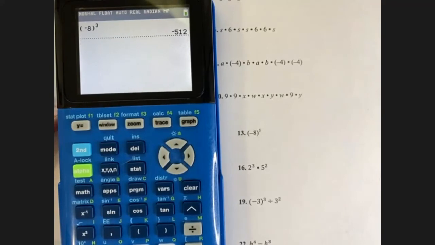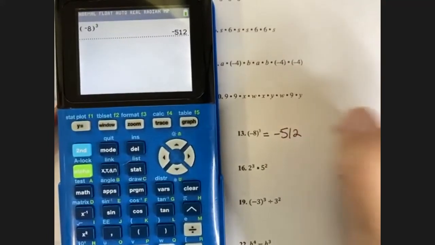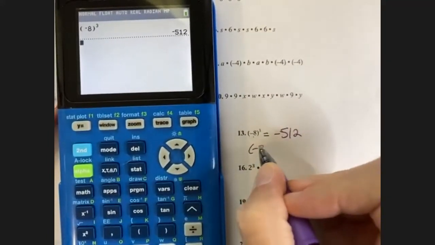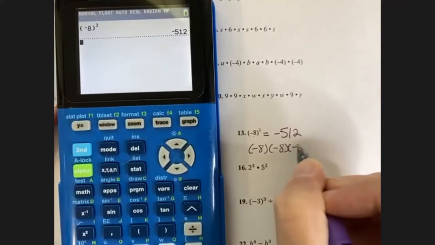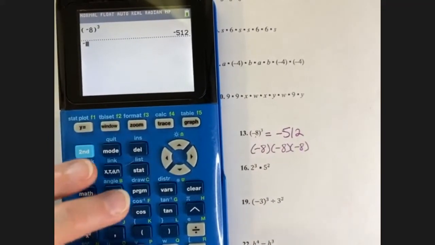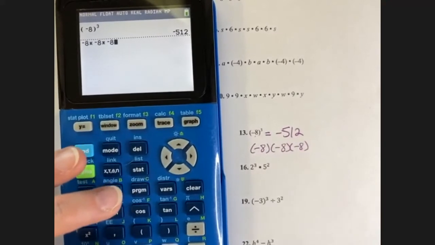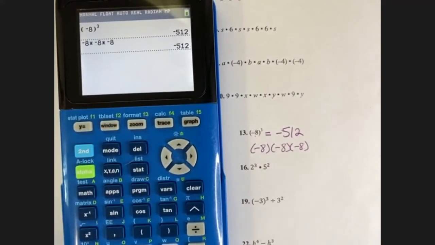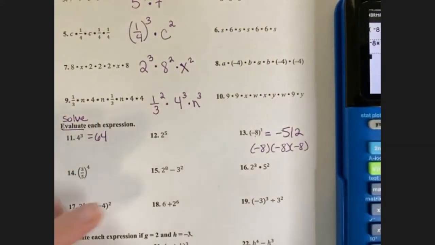And notice it gives me a negative. The reason why it's giving me a negative is because it's negative. What this is saying is multiply -8 times -8 times -8. It would really be old to do that each time, but I could. -8 times -8 times -8, and I should get the same answer. So cube means 3 of those multiplied. All right, let's take a look down at number 15.